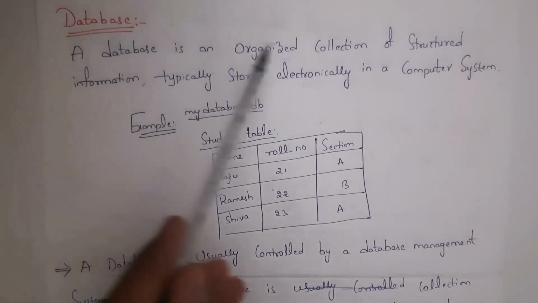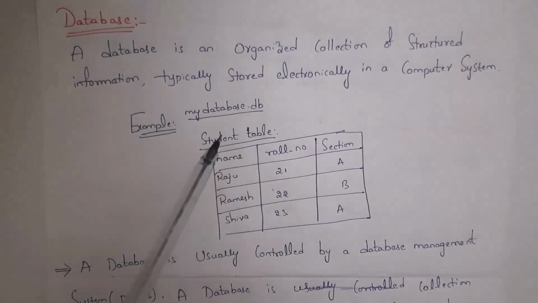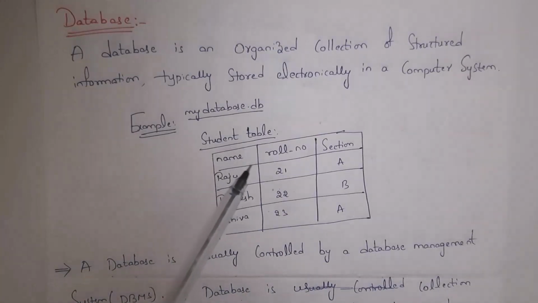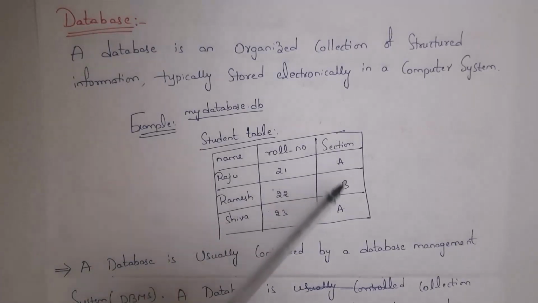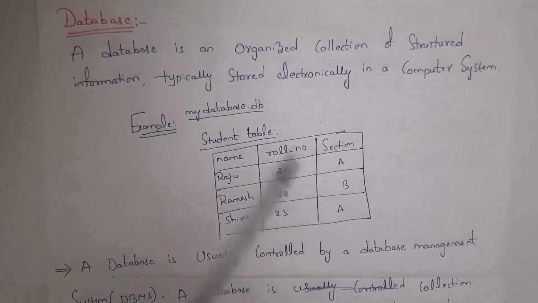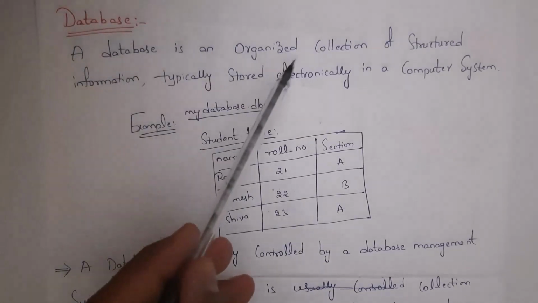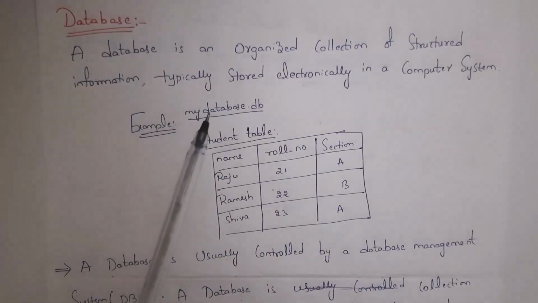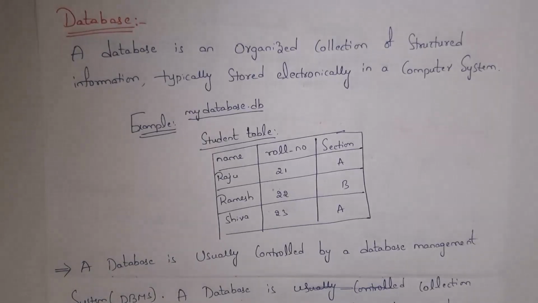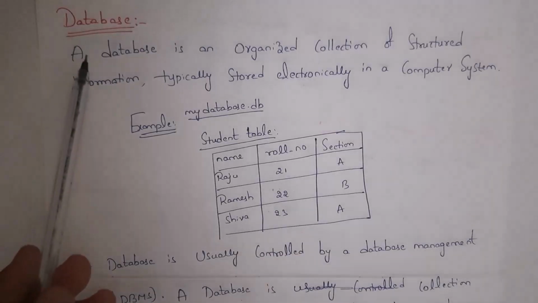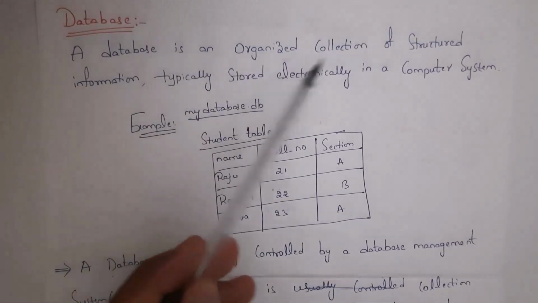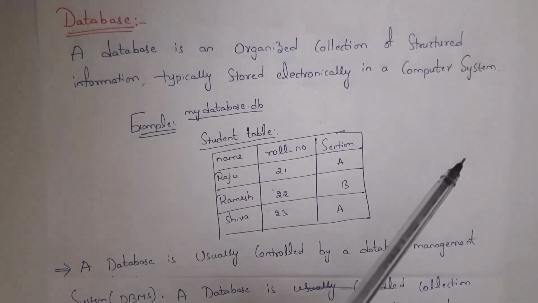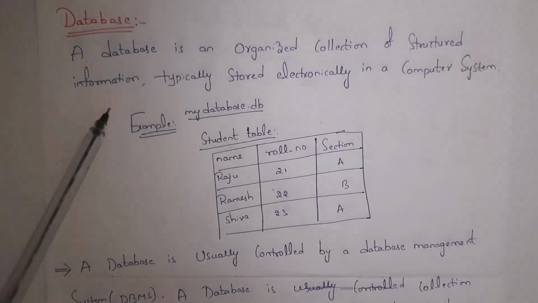A database is an organized collection. Organized collection means in a database we will store data in an organized format, like we will store all names in one place, all roll numbers in one place and section in one place. So we call it an organized collection. A database is an organized collection of structured information. Structured information means in a database we will store data in a structured format, like we will store data in tables. A table is nothing but a structured format. So a database is an organized collection of structured information typically stored electronically in a computer system. That is nothing but we will store the database in a computer. This is the definition of database.